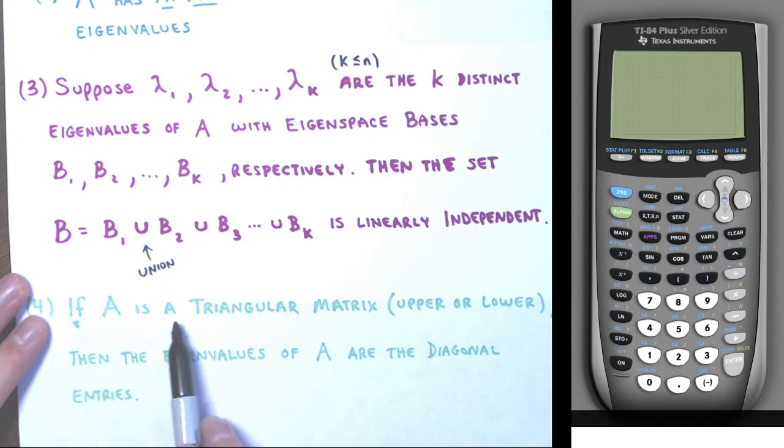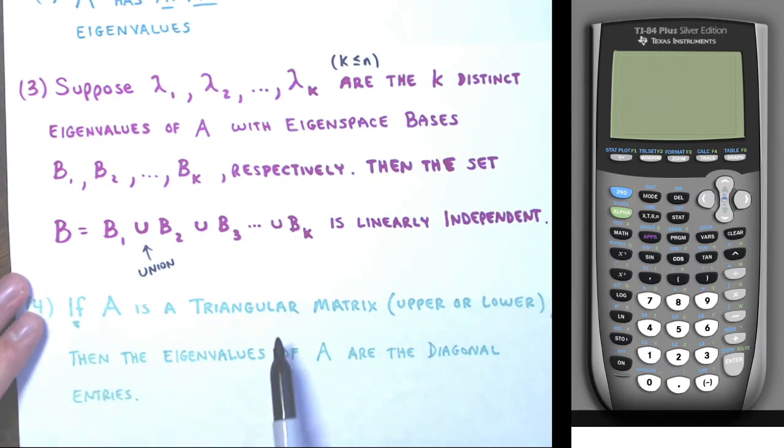If A is a triangular matrix, then the eigenvalues of A are simply going to be the diagonal entries, right? Just the numbers on the main diagonal. It's that simple. But again, only if A is triangular.